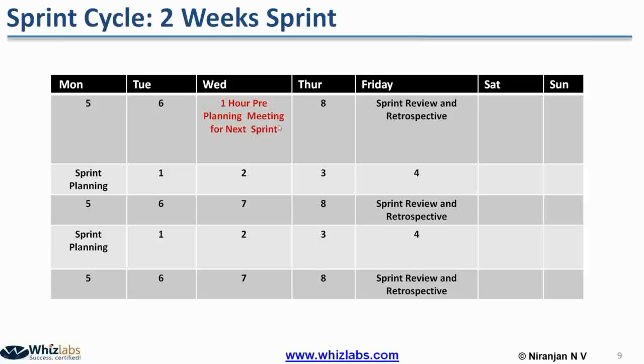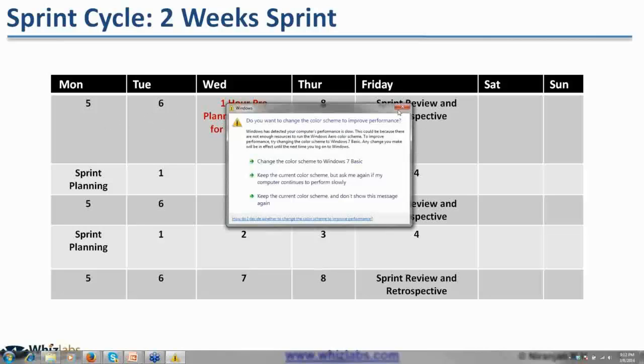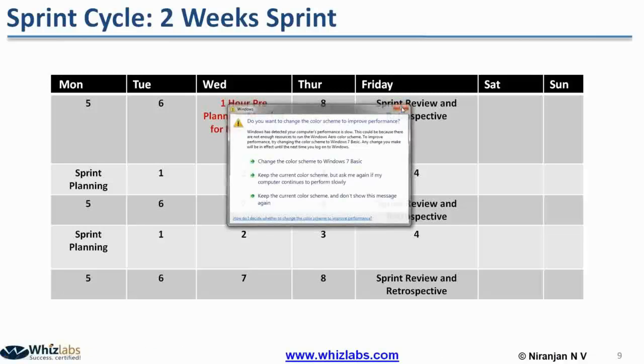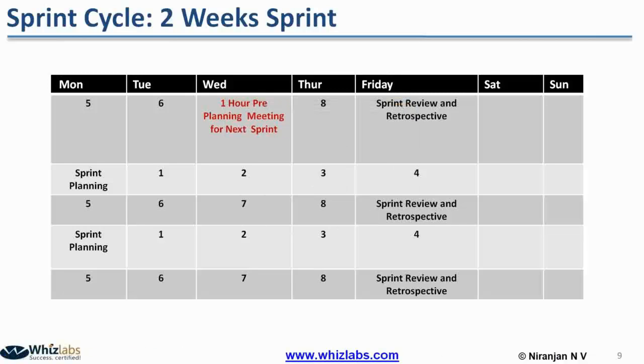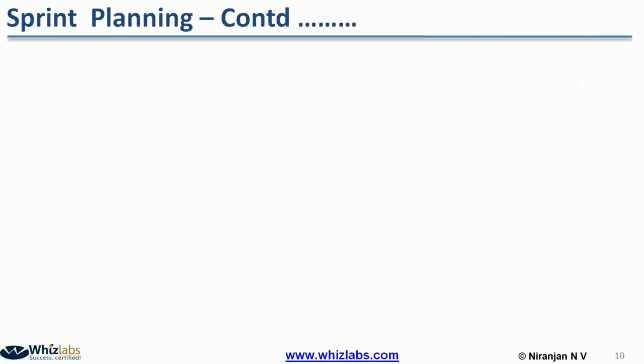While the current sprint is in progress, maybe on a Wednesday in the second week, the team can plan maybe a 1 hour pre-planning meeting for the next sprint. It could also be like a product backlog grooming meeting. During this pre-planning meeting, they discuss what the items are and whether any clarifications are sought.